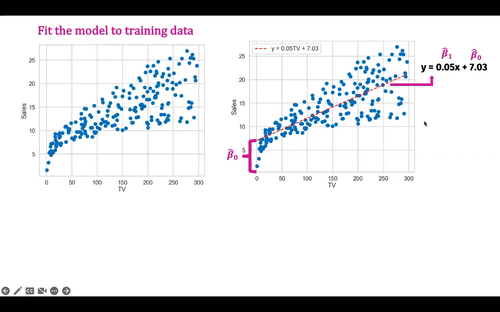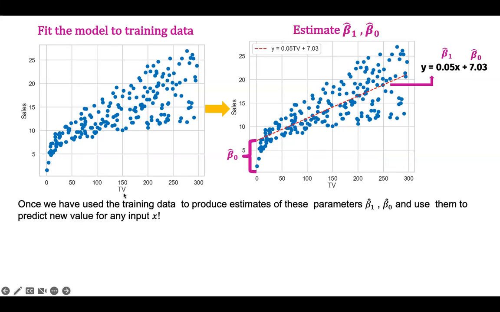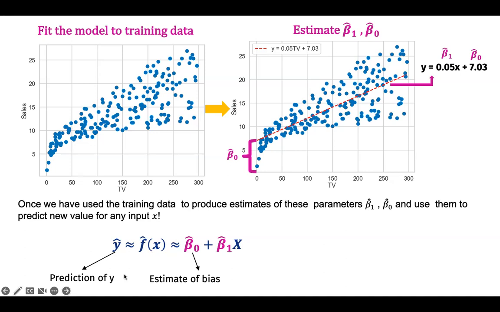Essentially, what we can do to arrive at these values is to fit the model to the training data. Once we have used the training data to produce these estimates of beta 1 and beta naught, we can use this equation to predict a new value for any input x. This y hat is the prediction of y, beta naught hat is the estimate of the bias, and beta 1 hat is the estimate of the slope or weight of the feature.